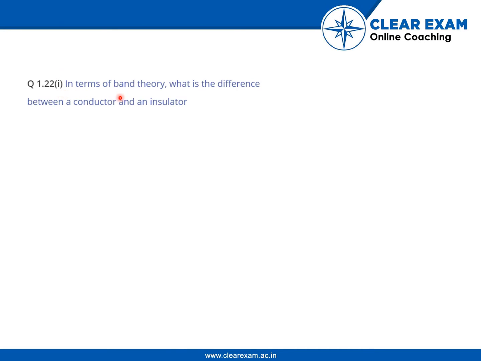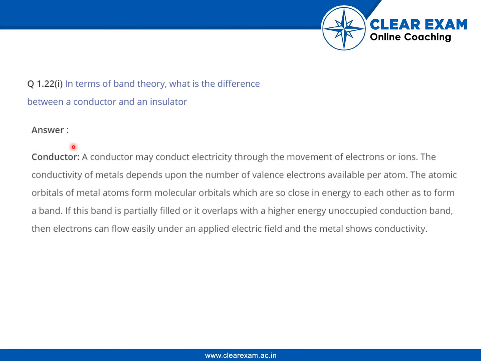Question is, in terms of band theory, what is the difference between a conductor and an insulator? Answer is, we define a conductor that may conduct electricity through the movement of electrons or ions. The conductivity of metals depends upon the number of valence electrons available per atom.